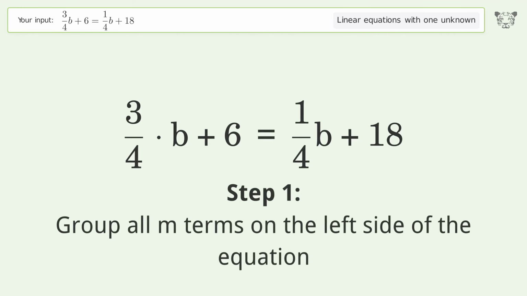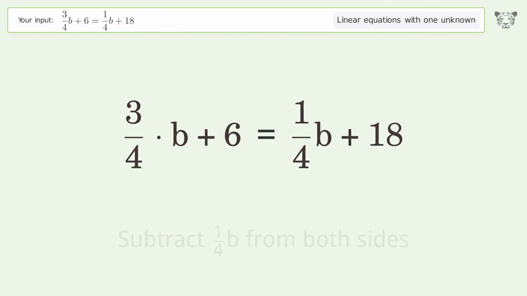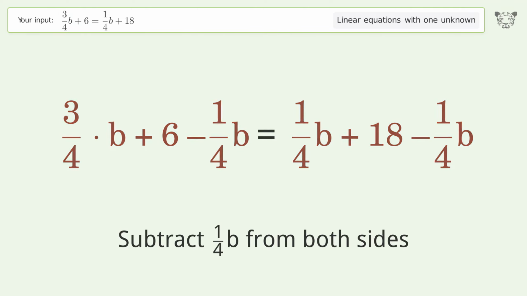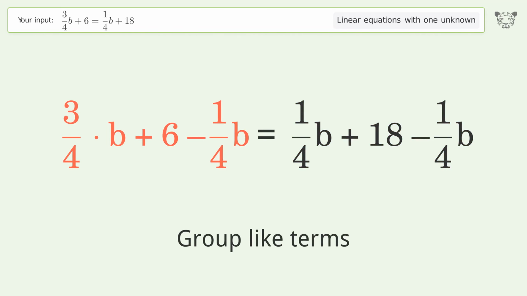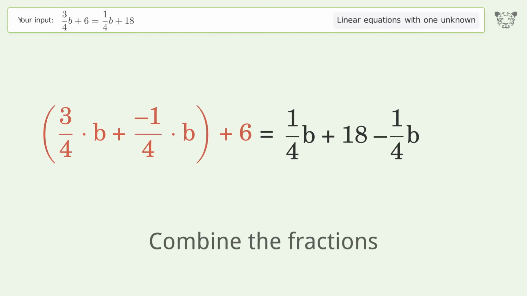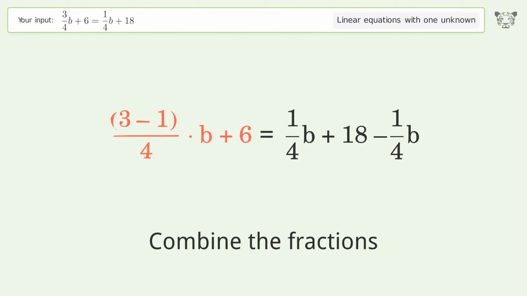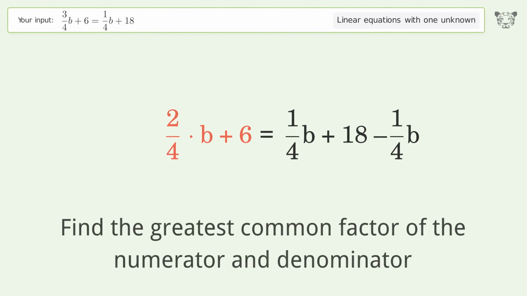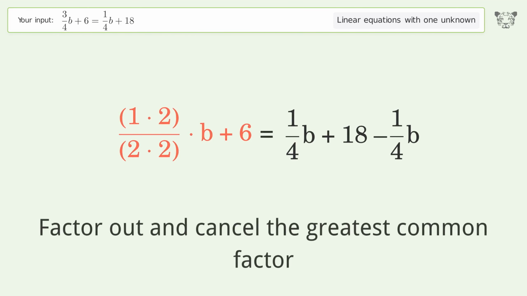Group all m terms on the left side of the equation. Subtract 1 over 4b from both sides. Group like terms. Combine the fractions. Combine the numerators. Find the greatest common factor of the numerator and denominator. Factor out and cancel the greatest common factor.